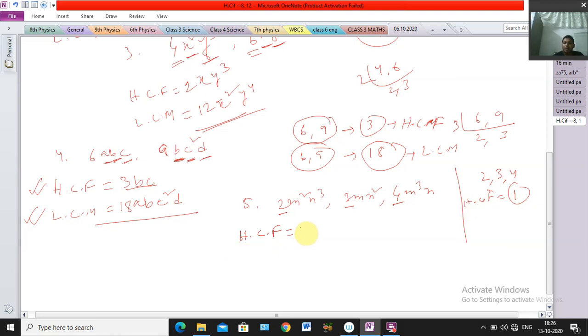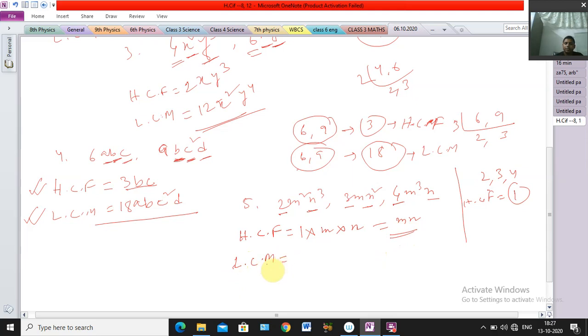So I am writing 1 here, into. After that, m square, m and m cube are given. Which one will we take? M only, the lowest power, for HCF. Next, n cube, n square and n are given, so we take n only. Now do the multiplication: 1 into m is m, so m into n, mn, is the HCF. Clear? Understood?